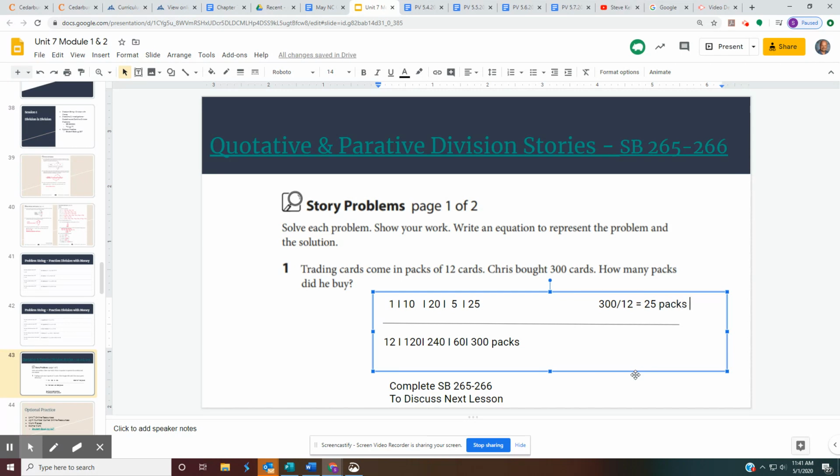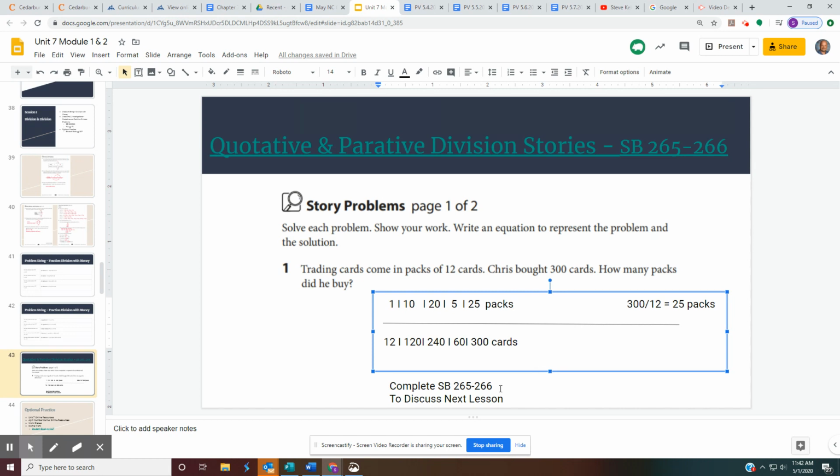We're going to ask you to make sure that you do this on your unit assessment at the end. So make sure that you are answering everything that it's asking you to do. Solve each problem by showing your work, and write an equation to represent the problem and the solution. Sorry, this is cards, and then this, my friend, is packs.